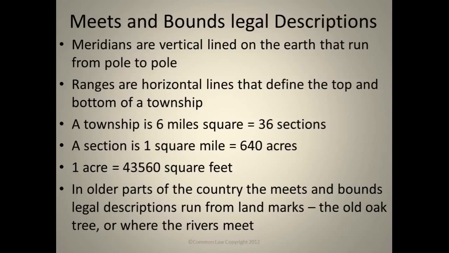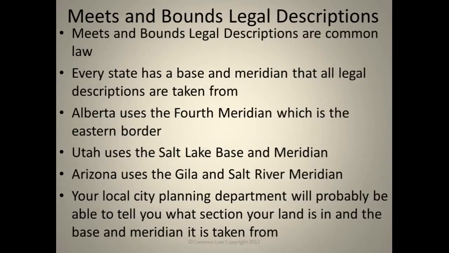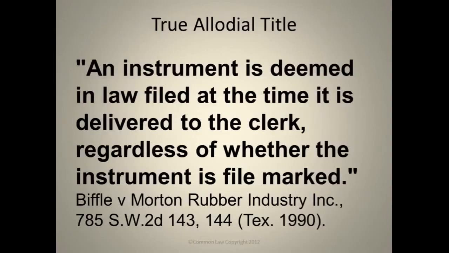In older parts of the country, the meets and bounds legal descriptions run from landmarks like the old oak tree or where the rivers meet. Some of them are quite interesting. Meets and bounds legal descriptions are common law. Every state has a basin meridian where all legal descriptions are taken from. Alberta uses the 4th meridian, which is the eastern border. Utah uses the Salt Lake Basin meridian. Arizona uses the Gila and Salt River meridian. Your local city planning department will probably be able to tell you what section your land is in and what basin meridian it is taken from. Or if you're in a county, go to the county planning department.